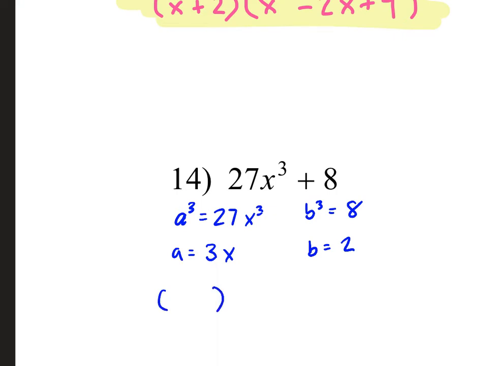So then we plug it in. We have a plus b first, so how do we write a plus b? 3x plus 2. Then we have a squared. Remember, it's this whole thing squared. So 3 gets squared and the x gets squared. So how do we write that?